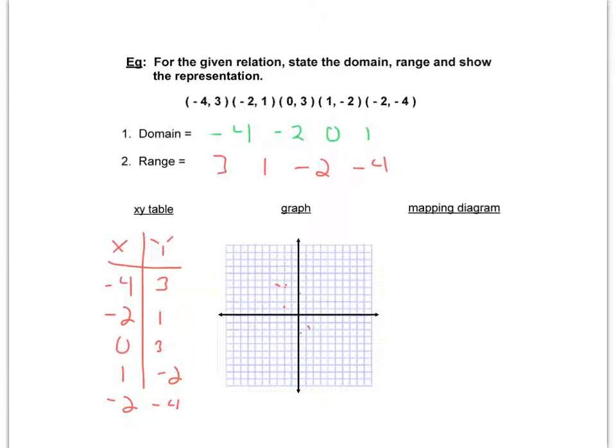Okay, the mapping of this now would look something like this. I'm going to draw. Let me get my marker back. I'm going to draw some bubbles.